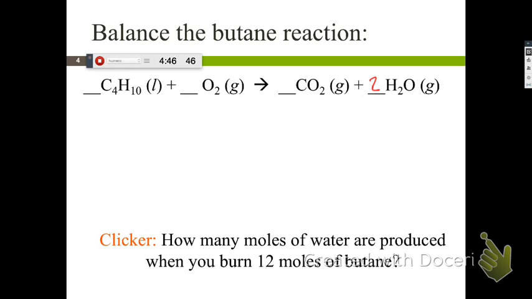It's a terrible idea. Okay, and then we look at what element next? Where'd you guys go? I just went straight to carbon. Yeah, I would probably do carbon too. So we know we have 4 carbons in butane, so we're going to have 4 CO2 molecules.